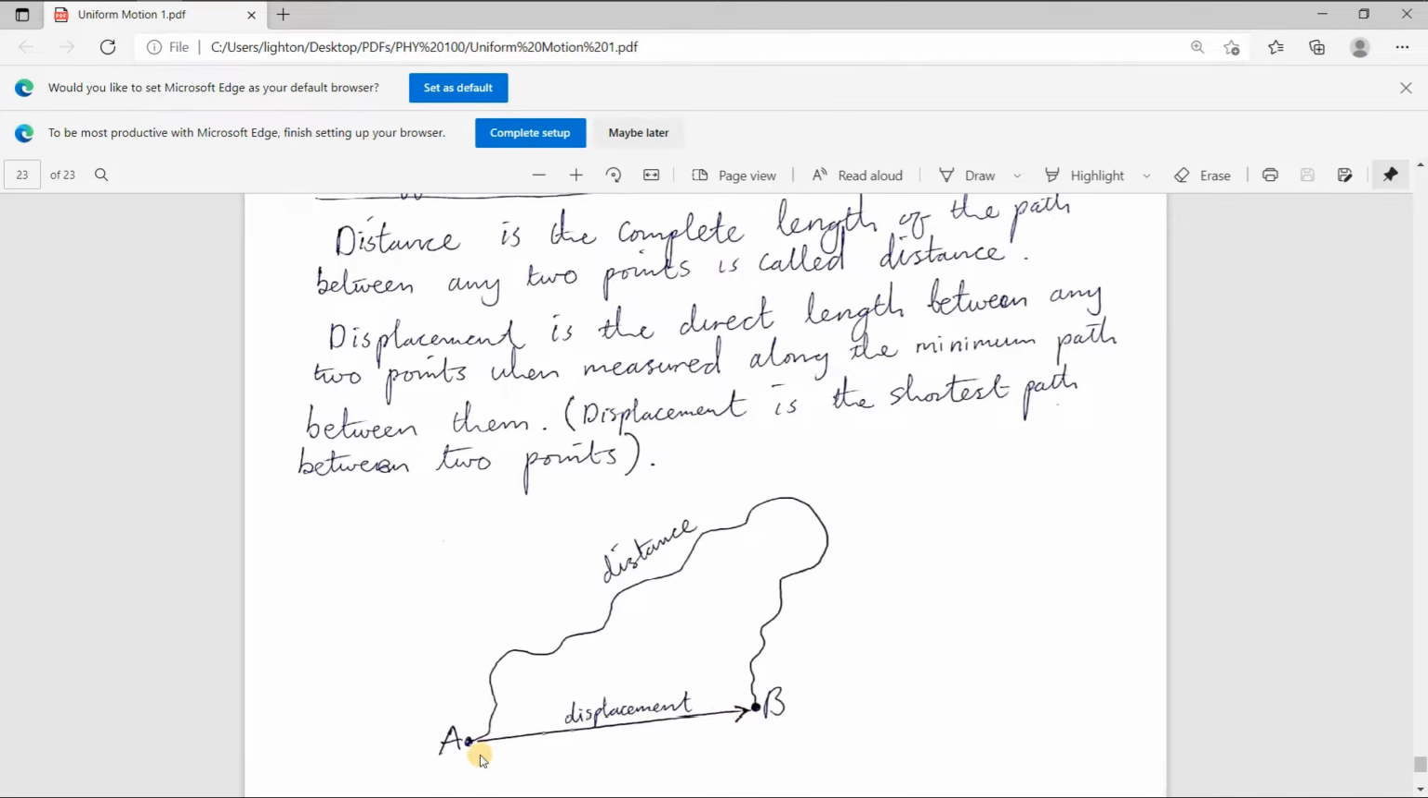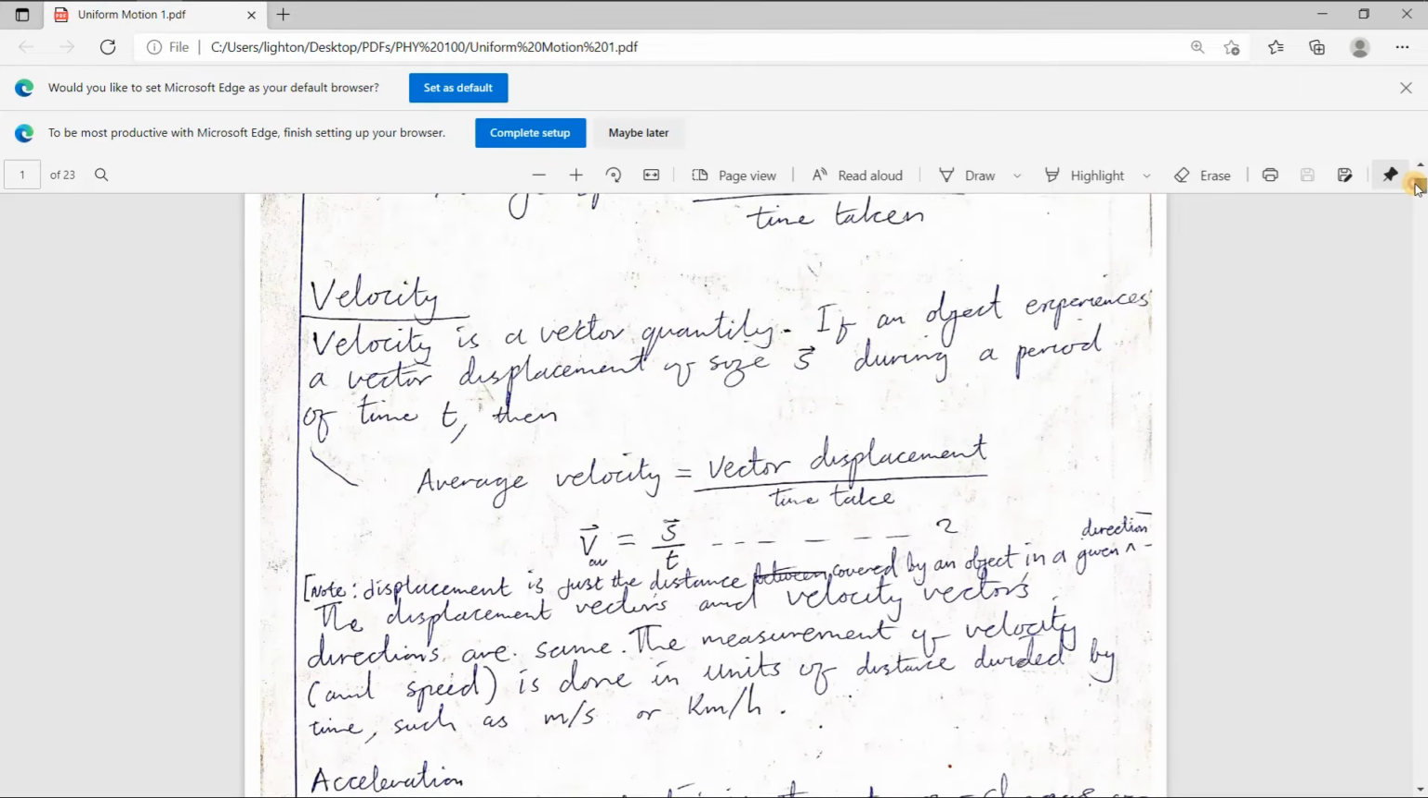But when you look at the shortest path between A and B, it is just this straight line going all the way to B. So this straight line represents the displacement, which is the shortest path between 2 points. And as you can see, it's in a given direction. It's from A to B. So that's displacement, the shortest path between 2 points in a given direction. All right, let's go back to our notes.